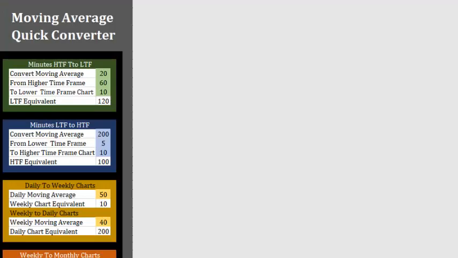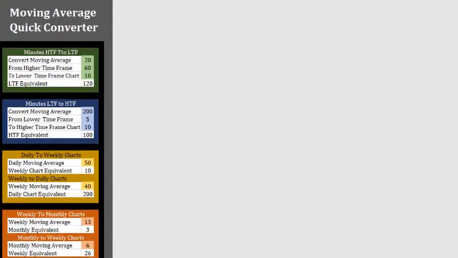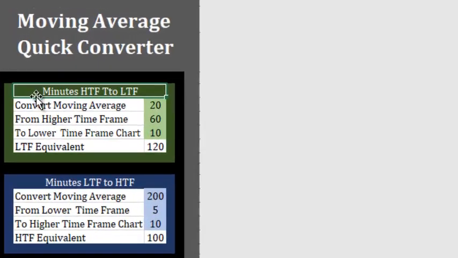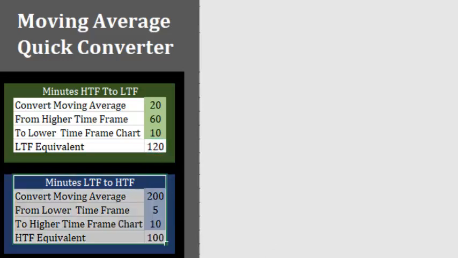Our final calculator is the moving average conversion calculator. It's a quick converter. You go from a higher time frame to a lower trading time frame. What would a 20 EMA on the 60-minute chart be on the 10-minute chart? It gives you that answer, 120. This section addresses minutes again, but from a lower time frame to a higher trading time frame. Maybe you're interested in converting a 200 moving average from the 5-minute time frame to the 10-minute time frame. It gives you the higher time frame equivalent. That would be 100 EMA or SMA depending on whatever your preference is.